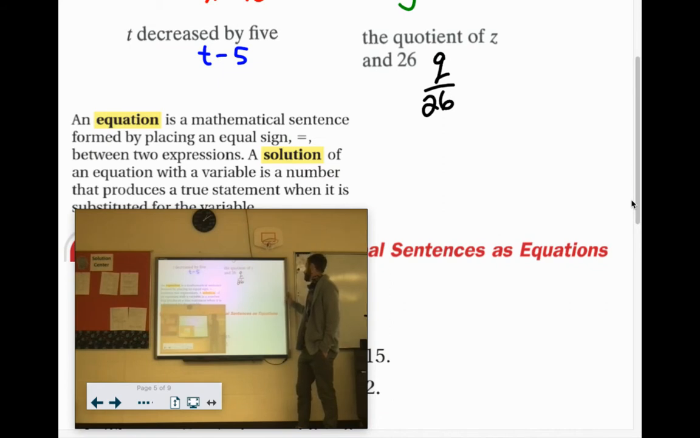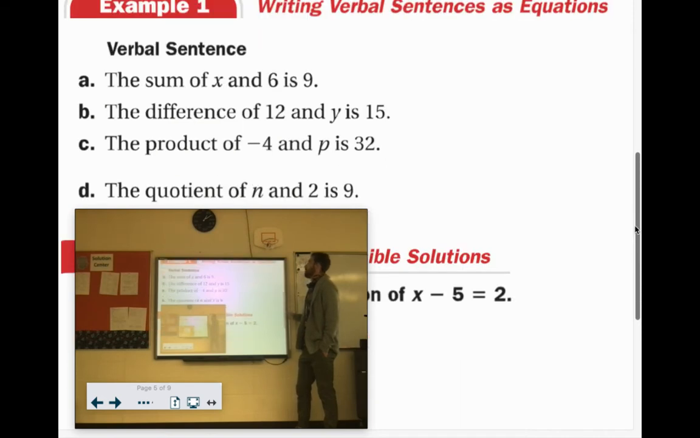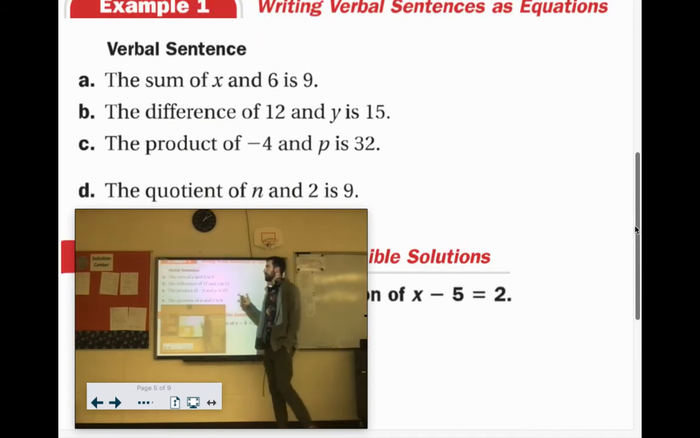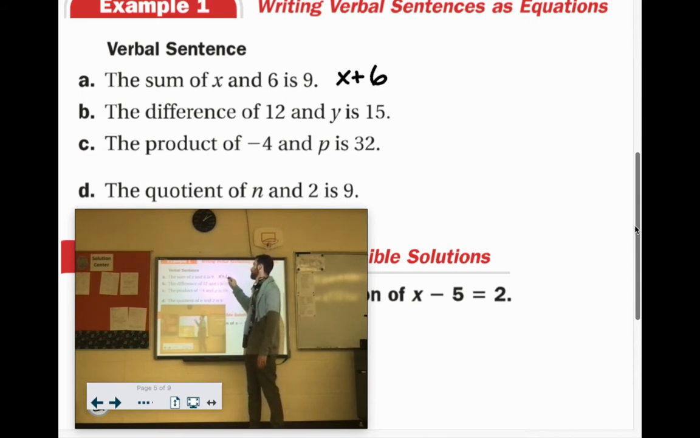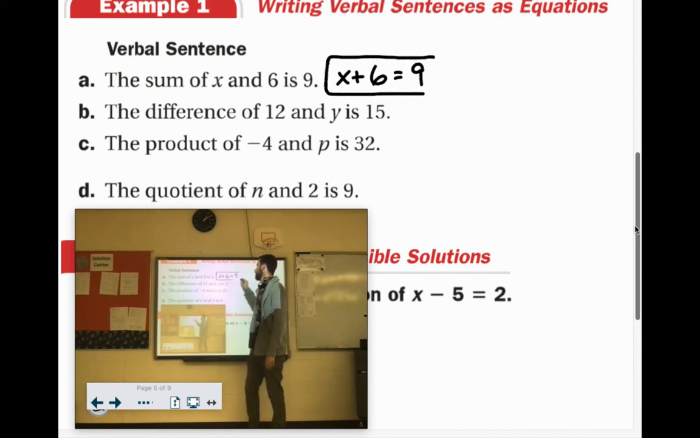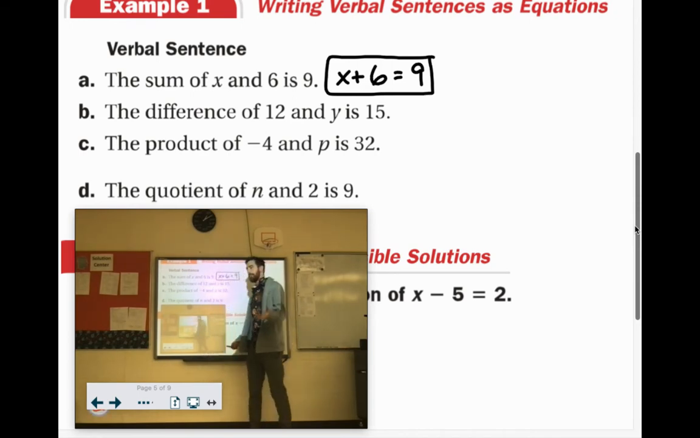So now we're bringing in equations. You've seen the equations. But we're going to create the equations. The sum of x and 6 is 9. When you see the word is, that's where you drop your equal sign in. So sum of x and 6, we would say x plus 6 equals 9. That's our equation. Eventually we'll be solving these, but first we got to be comfortable setting them up.